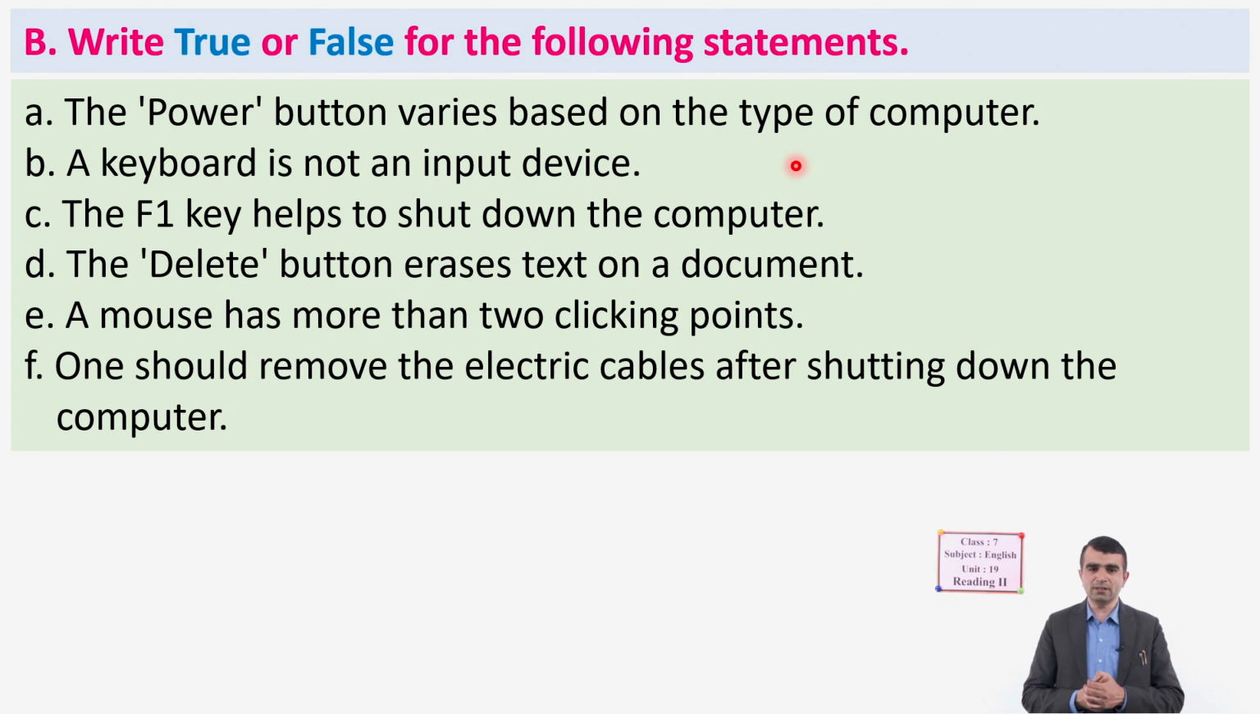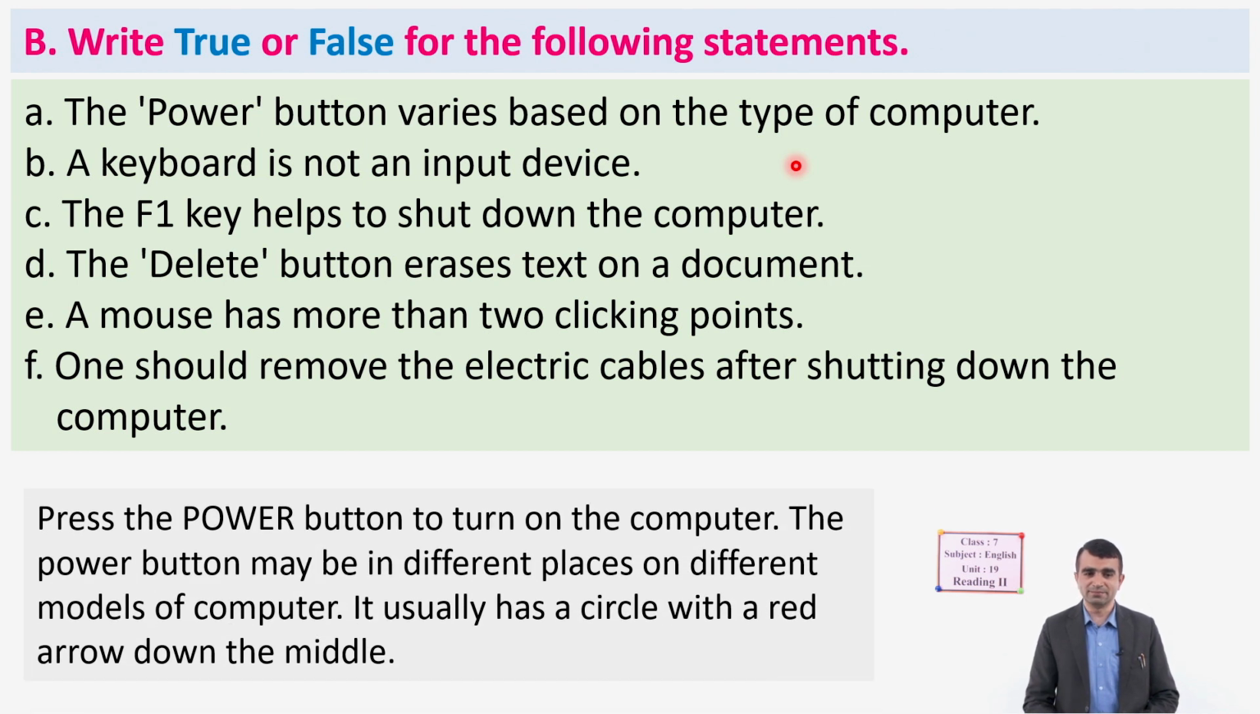First one, the power button varies based on the type of computer. Read the text. Is it given? Yes, you can find quickly here. Here in the beginning, what is given? Press the power button to turn on the computer. The power button may be in different places on different models of computer. It usually has a circle with a red arrow down the middle, that is given, isn't it? So the first statement, the power button varies based on the type of computer, that is true or false? Good, that is true.